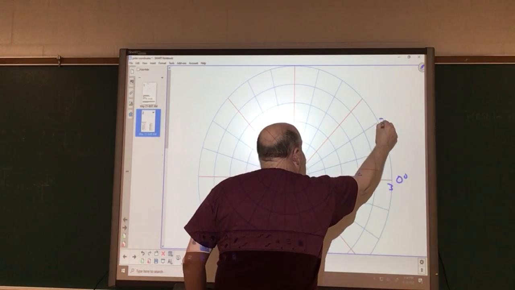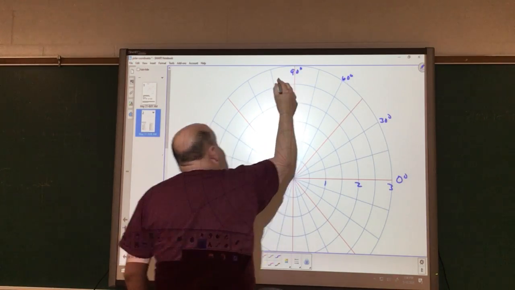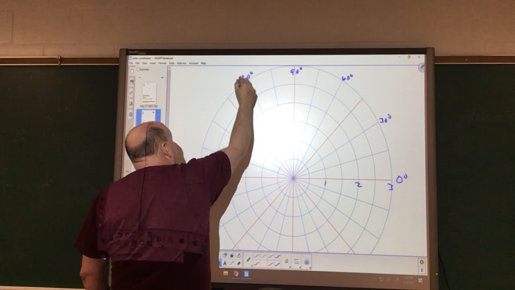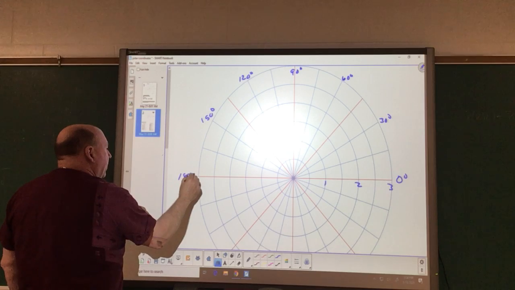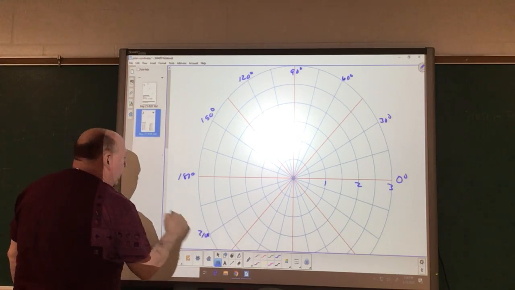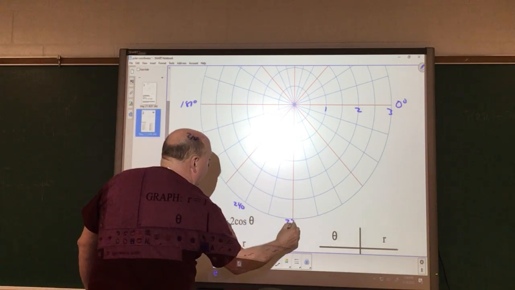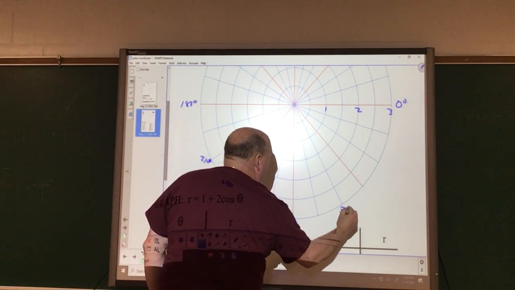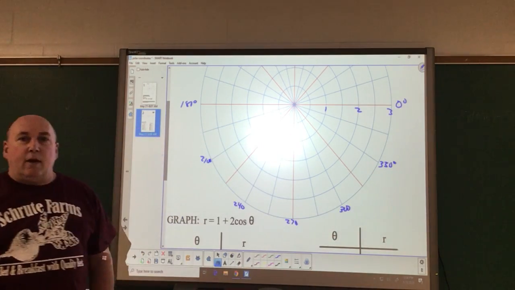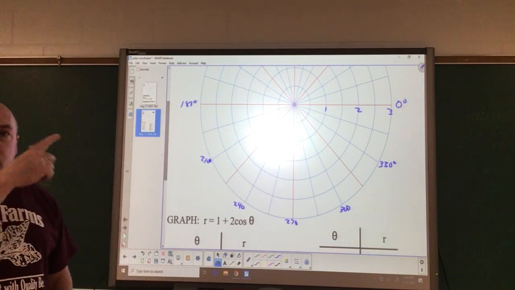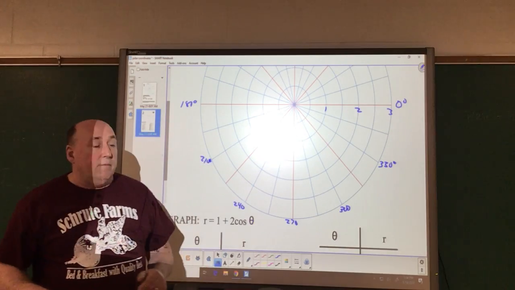0 degrees, 30 degrees, 60 degrees, 90 degrees, 120 degrees, 150 degrees, 180 degrees, 210, 240, 270, 300, and 330 degrees. So we still have our angles of rotation going around the circle there. And I'm going every other line for my r values.